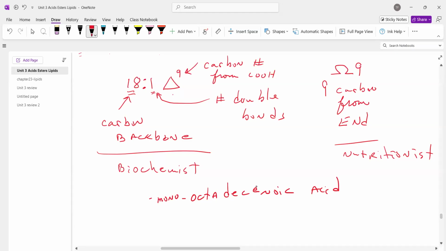And it would be 9. So this is what biochemists and chemists use. Now, this is optional, the mono. You could say 9-octadecanoic acid. Probably it's more common to just leave off the mono, because we're going to see in a minute, we're going to have di and tri octadecanoic acids as well.